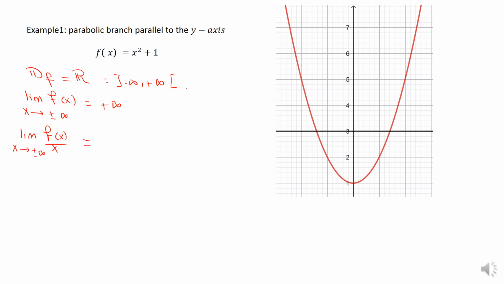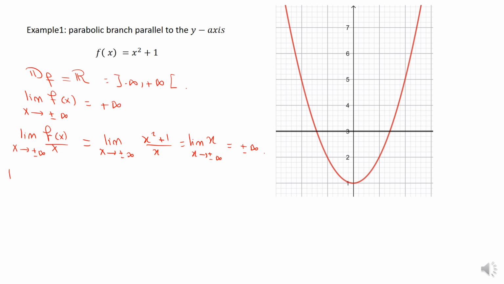You will get the limit as x tends to plus or minus infinity of x squared plus 1 over x, which is the limit of x as x tends to plus or minus infinity, which is equal to plus or minus infinity. As x tends to plus infinity, f of x over x tends to plus infinity. Same for minus infinity, it tends to minus infinity.